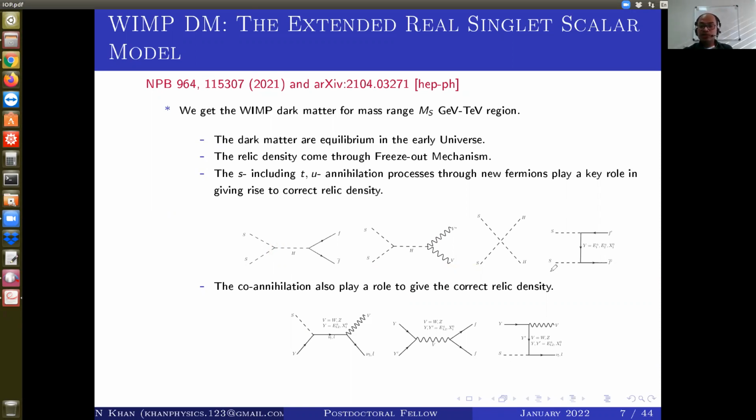So in the presence of the extra fermion, the t and u channel diagrams through this extra fermion can help you get the relic density, and most of the parameter space is not ruled out right now. An additional effect comes from this interaction term, and you can also get an extra effect from this co-annihilation term. So both this annihilation channel and this co-annihilation channel play a crucial role in giving the relic density through the freeze-out mechanism, and you can get a large parameter space for this dark matter.